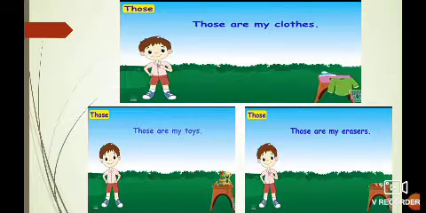In the next picture, some toys are kept on the table which are far away from the boy and he is saying those are my toys. In the same way, in the last picture, some erasers are on the table and the boy is standing far away from the erasers and he is saying those are my erasers. So children, whatever things which are more in number and are far away from us, we will use those to point them out.